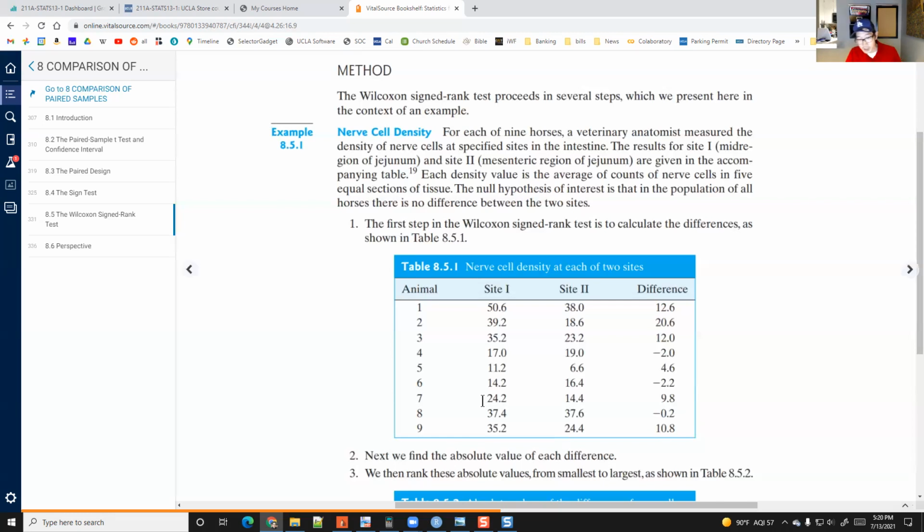And so here we have 9 horses. We got a measurement for site 1. We have a measurement for site 2. And notice what we've done here, just like we would have done for the t-test, is we calculate a difference column.